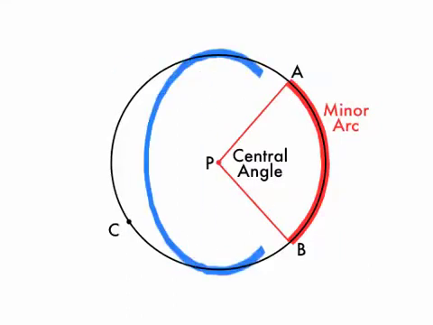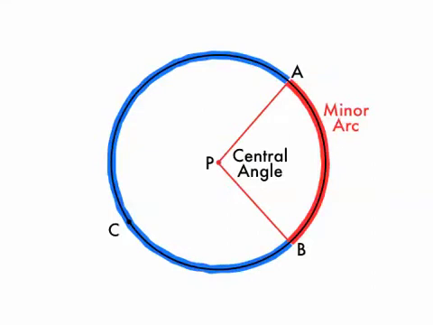The rest of the circle, from points A to B going in the opposite direction, including point C, would be considered a major arc because notice when I'm talking about that arc, the angle APB, but going the opposite way, would be way more than 180 degrees.